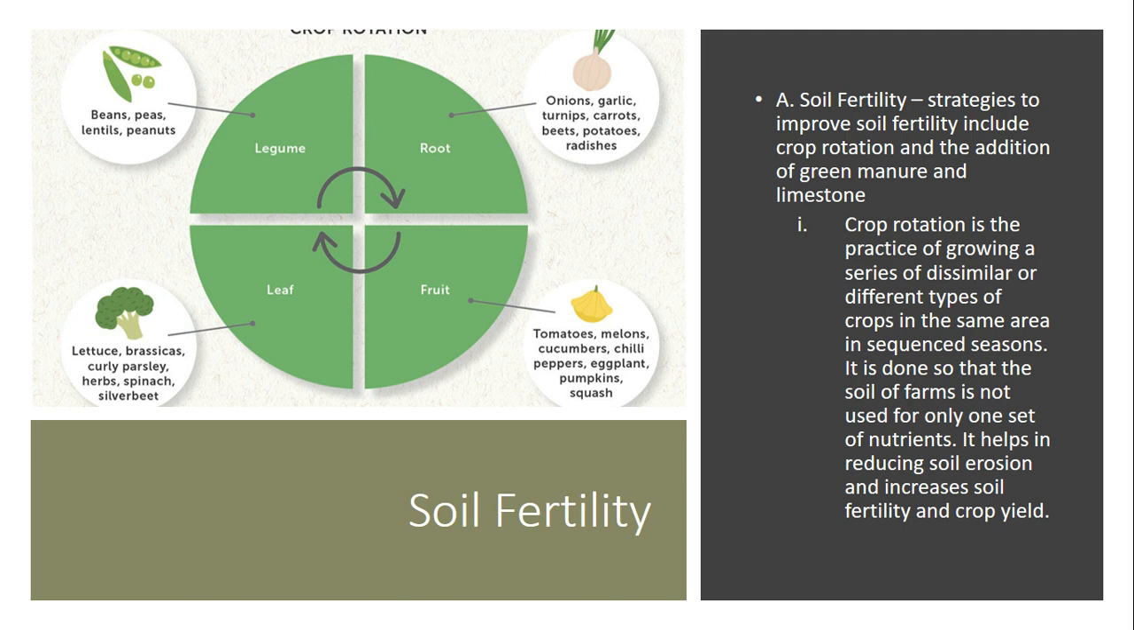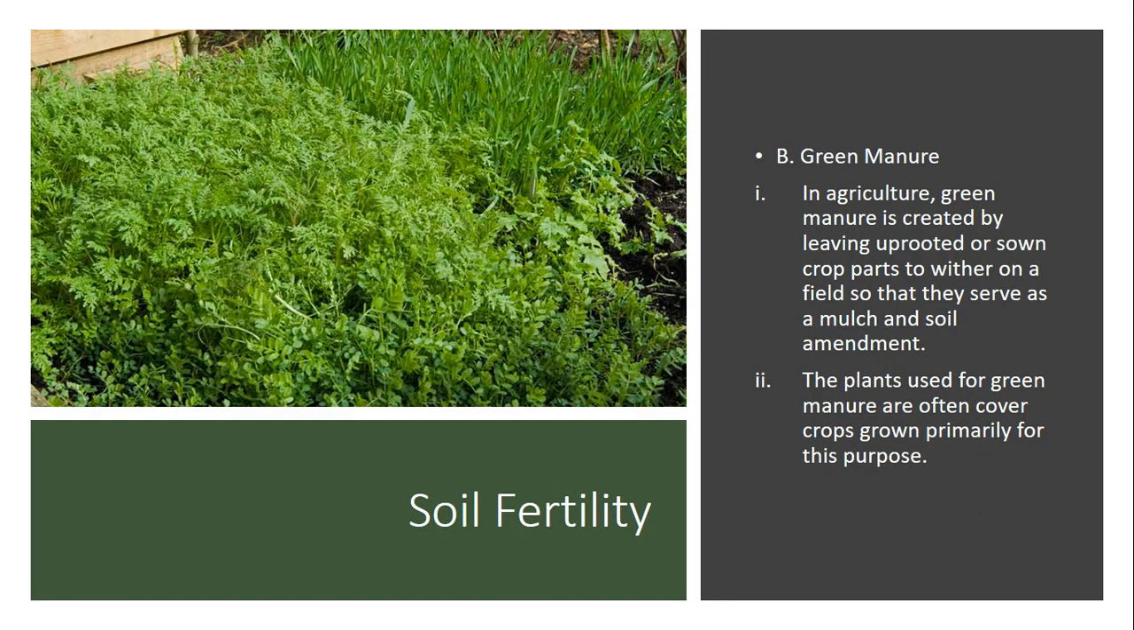So, how can we not only increase the soil fertility by practicing things like crop rotation? What else can we do to increase its fertility? We can add things like green manure as well as limestone. And I'll get into those in just a second. But specifically looking at crop rotation, we know it's the practice of growing a series of different types of crops in the same area, usually in a sequence typed season. We usually tend to see this because it can help soil erosion and increase any soil fertility or crop yield.